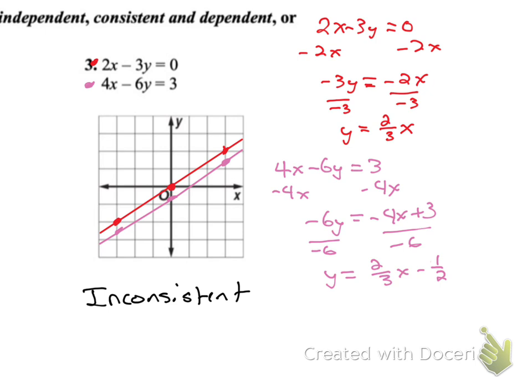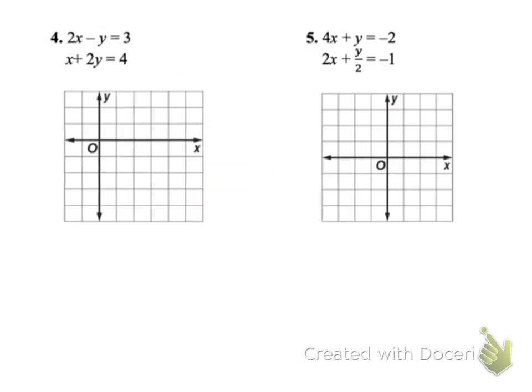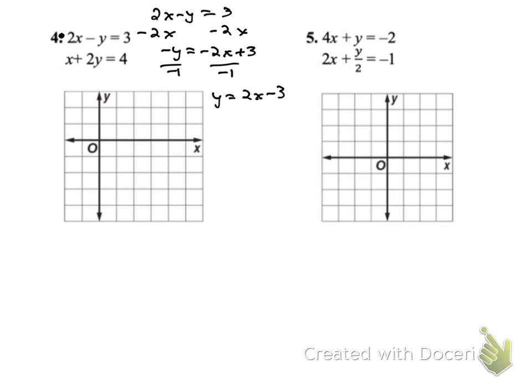Next, try to do number 4 by yourself once you get this down. All right, for number 4, I want to subtract 2x: negative y equals negative 2x plus 3. Divide by -1, and we get y equals 2x minus 3.